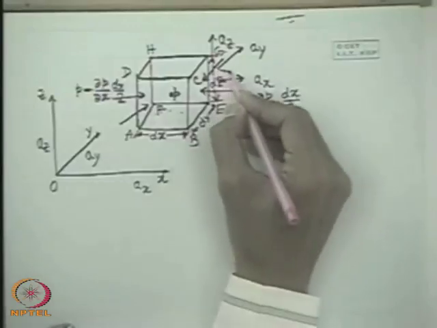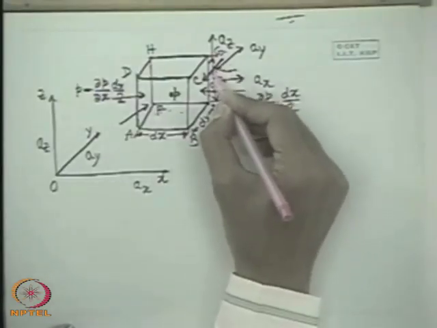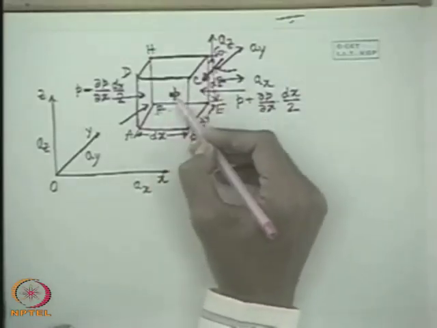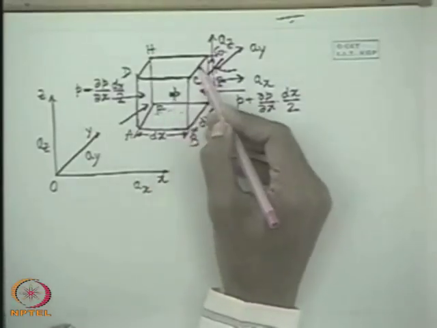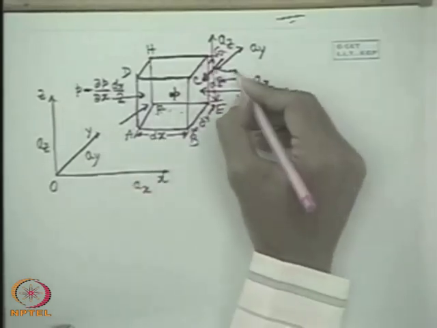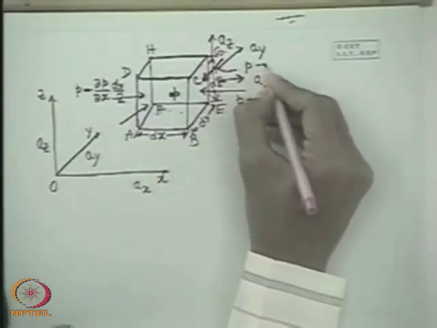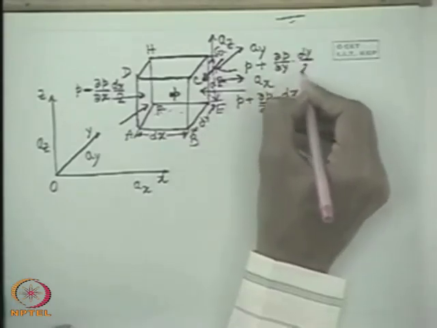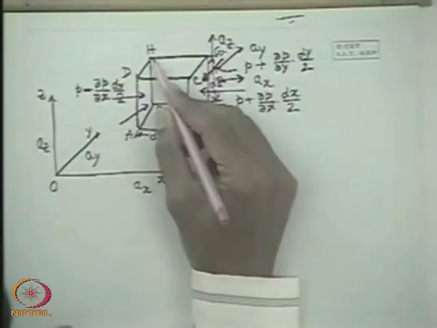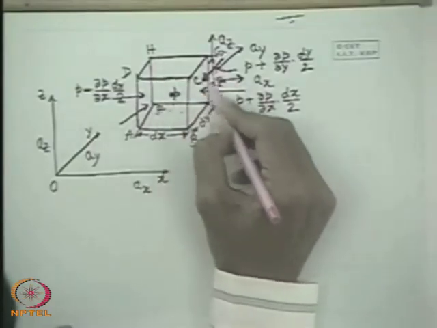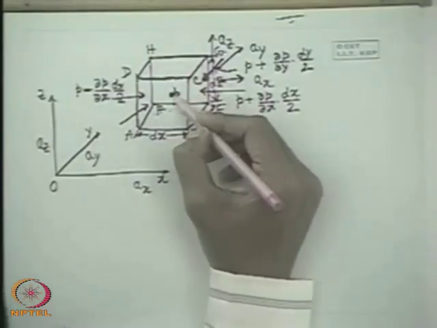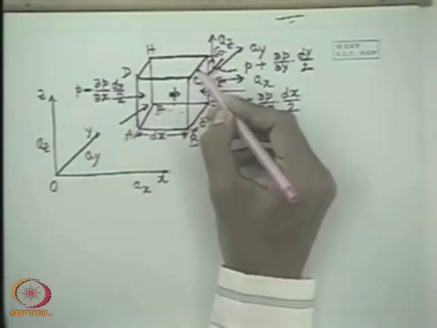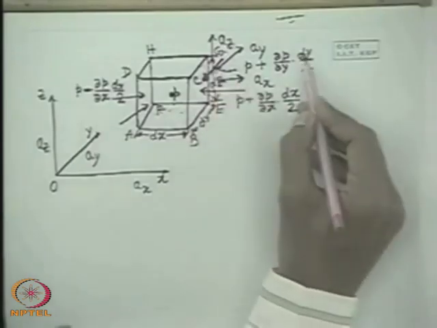For HGEF, this force is perpendicular to the face HGEF, which is at a distance dy by 2 from the center of this parallelepiped along the y direction. Therefore, this magnitude will be P plus del P del y into dy by 2. That means the pressure in the HGEF plane, the back plane, which is displaced from the point P along the y direction by dy by 2, because this is dy. So this is the center point, so dy by 2 plus dy by 2.